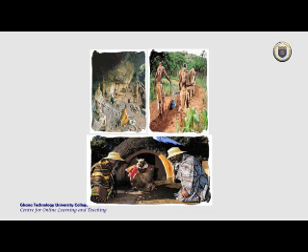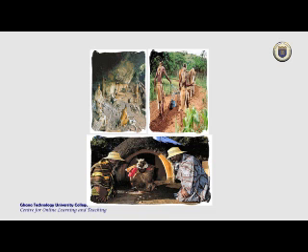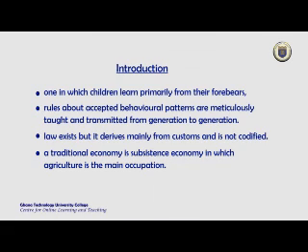African traditional society has a blueprint of culture which is essentially complete. One in which children learn primarily from their forebears, where rules about accepted behavioral patterns are meticulously taught and transmitted from generation to generation, where law exists but derives mainly from customs and is not codified. A traditional economy in the African traditional system is a subsistence economy in which agriculture is the main occupation.